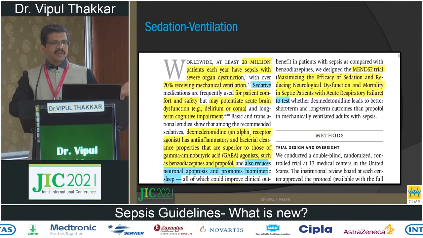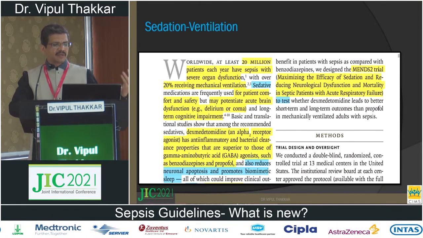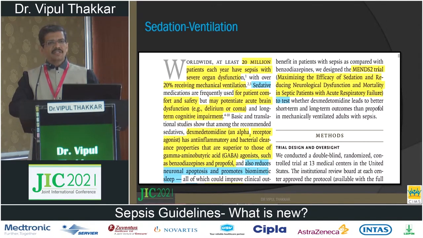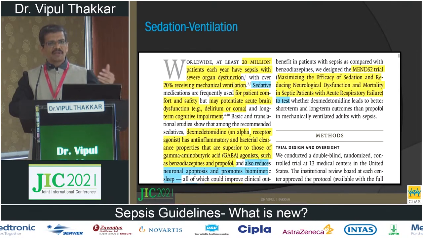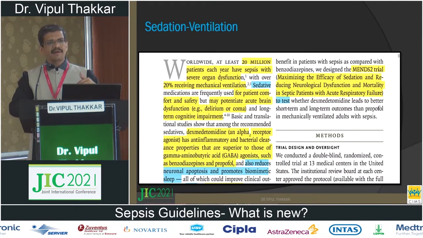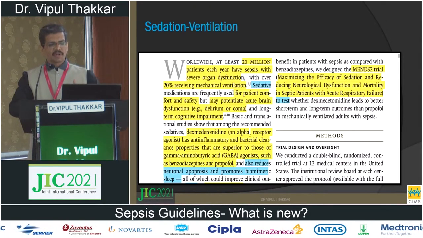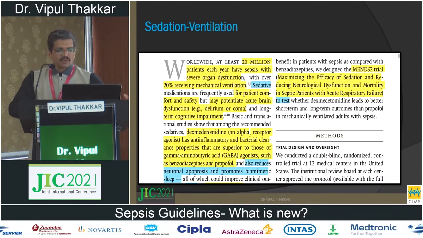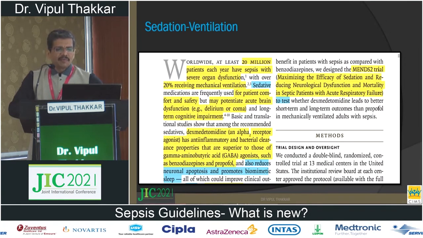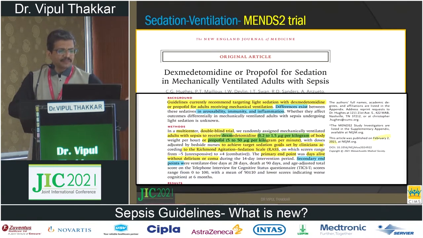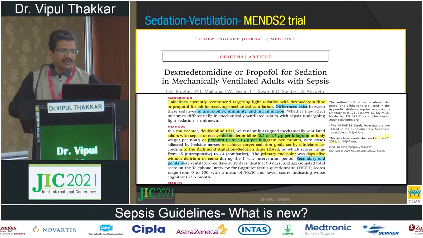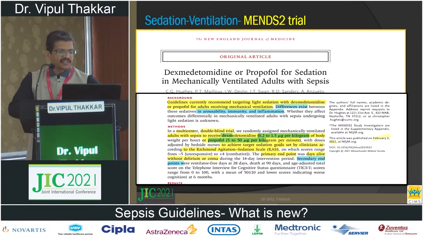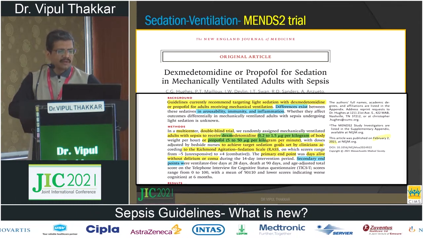The dexmedetomidine versus propofol. Dexmedetomidine is an alpha 2 receptor agonist, and it is believed to have less chance of delirium, better antibacterial and immunomodulatory properties, and it has been associated with better sleep. So it has been compared with propofol in the MENS 2 trial. What they have concluded is there is no difference in mortality and sedation scores and goals, right?